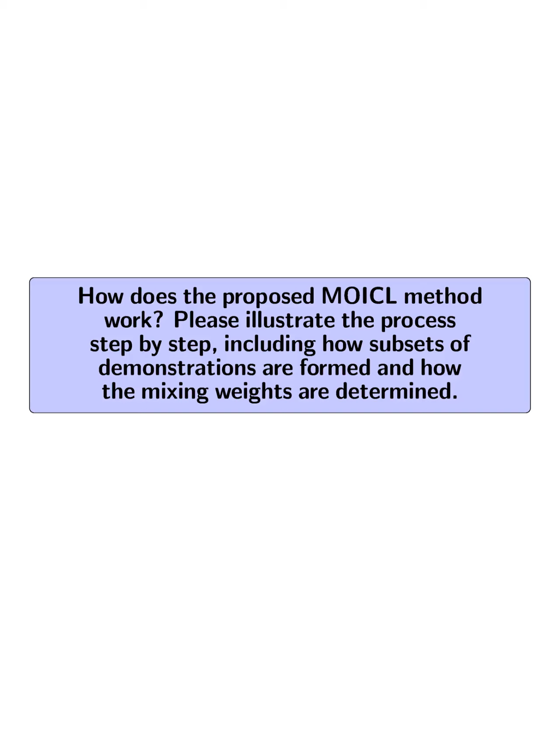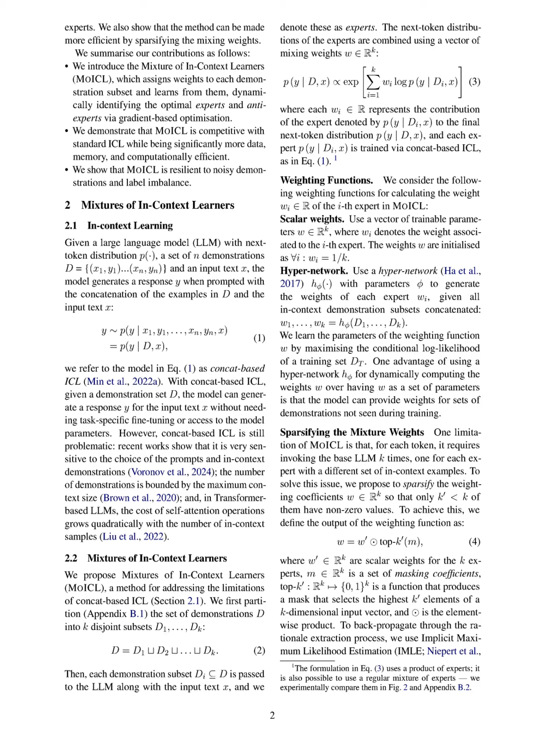Please illustrate the process step by step, including how subsets of demonstrations are formed and how the mixing weights are determined. The proposed mixture of in-context learners (MoICL) method works by first partitioning a set of demonstrations, D, into K disjoint subsets, D_1 to D_K. Each subset is treated as an expert and is passed to the large language model, LLM, along with the input text, x, to generate next token distributions.